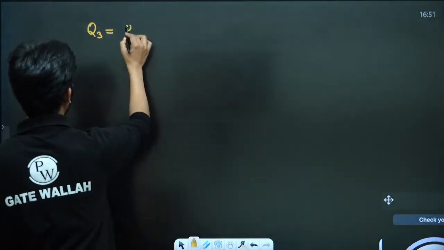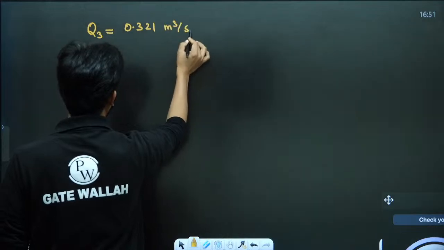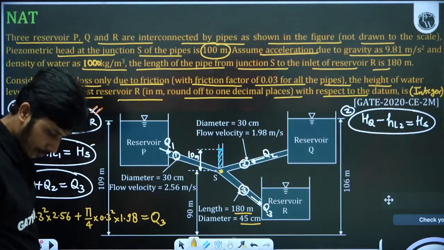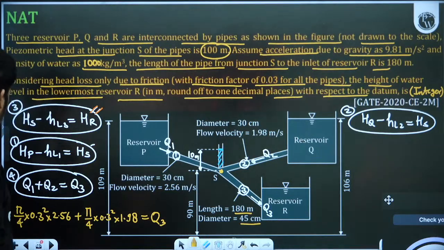Okay, let me calculate this thing. What is the value of Q3 coming out to be? I think it is coming out to be 0.321 meter cube per second. Now we have solved this. Now we will use this equation number 3.